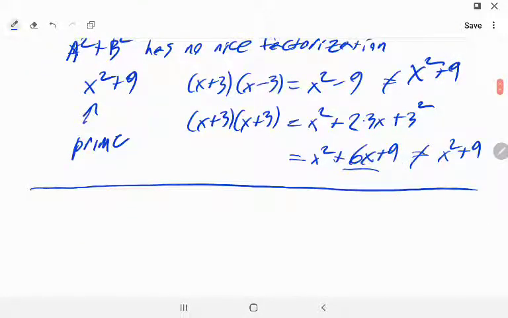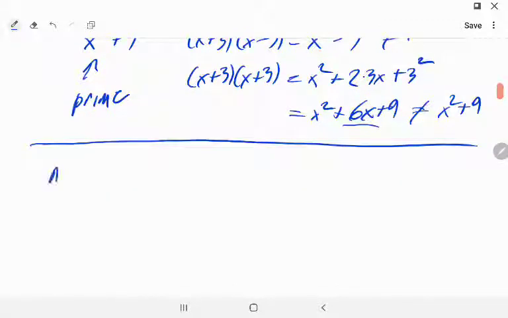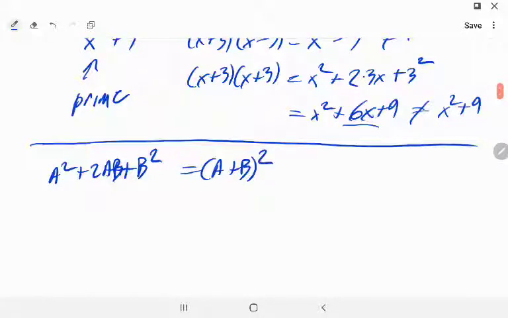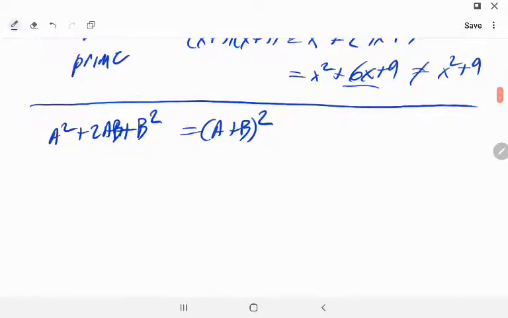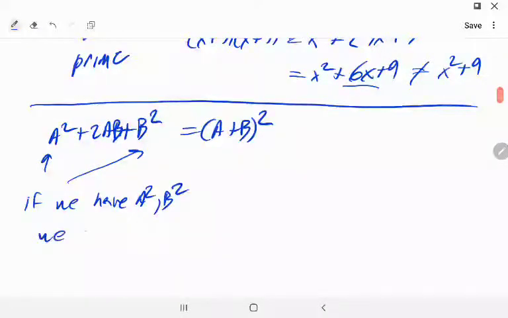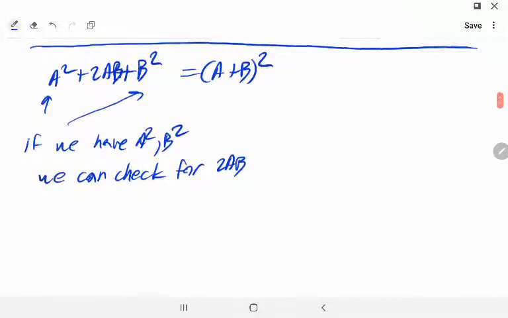Squaring that x plus 3 does suggest that if we have a squared plus 2ab plus b squared, that's going to factor as the quantity a plus b squared. And so in general, if we see that we've got an a squared and b squared, we can check for a middle term of 2ab.